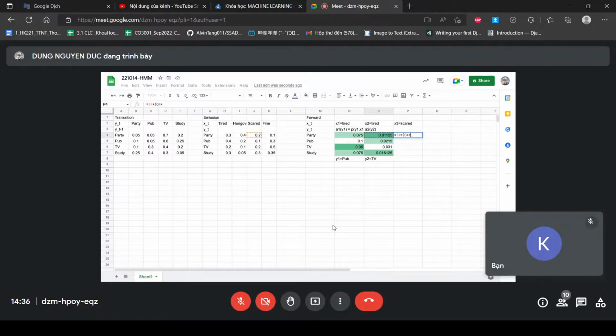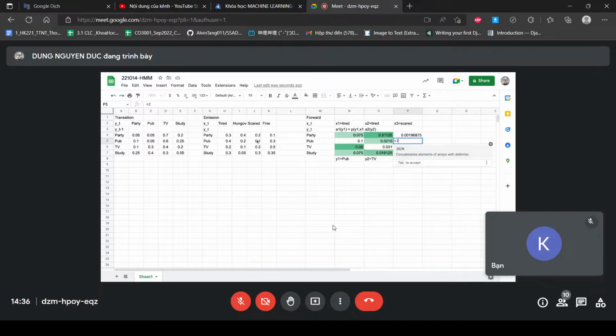O4 multiplied with the transition from party to party, which is this, right? Plus, so we have O4 B4. So you have O5 multiplied with B5 plus O6 multiplied with B6 plus O7 multiplied with B7. Okay, you have one number. Let me have another number. This number will equal to J what?